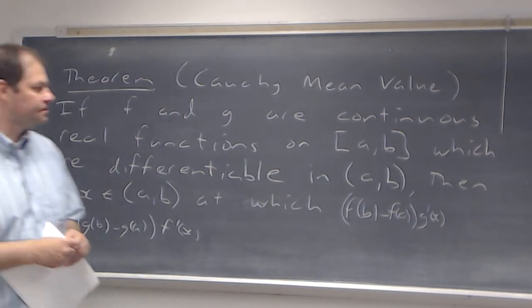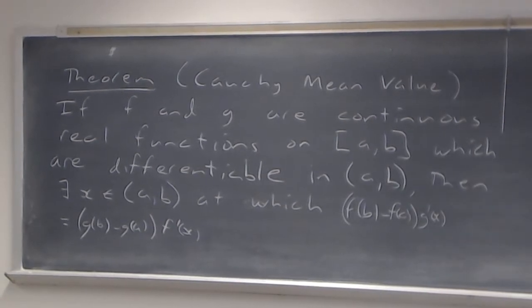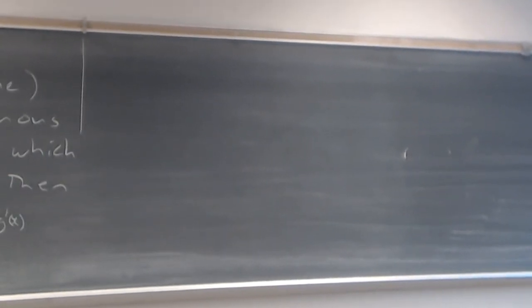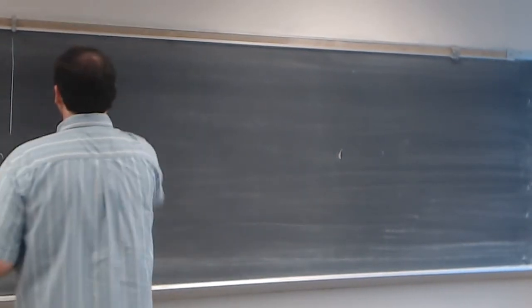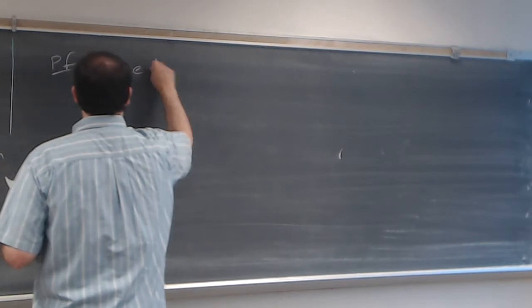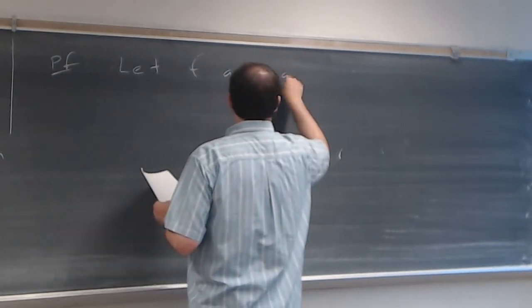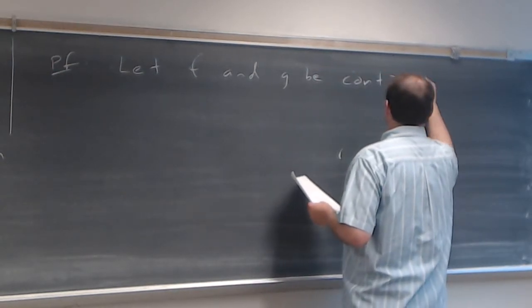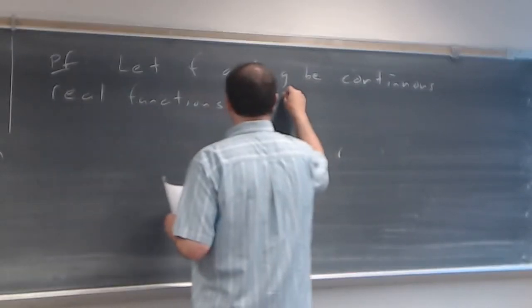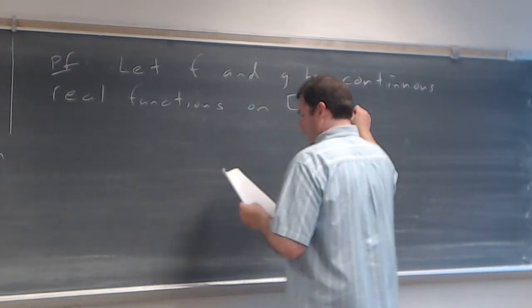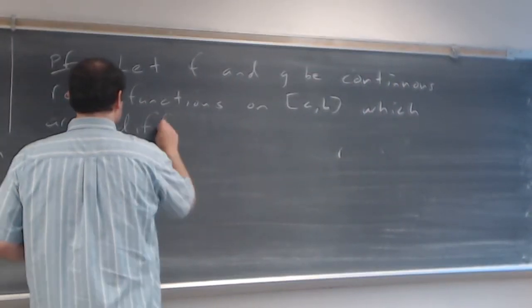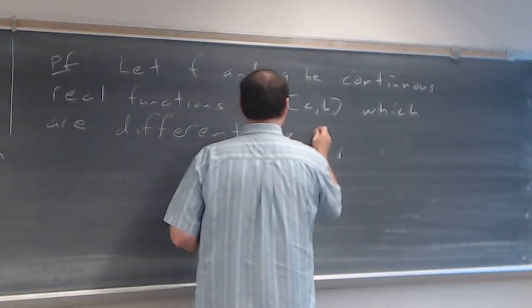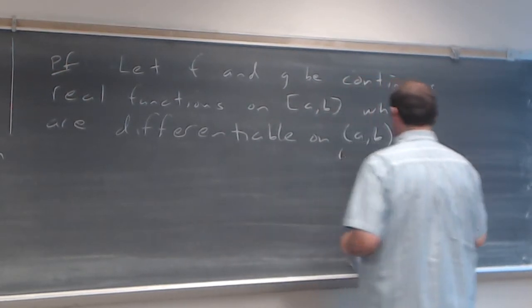So we want to prove this. So we let f and g be continuous real functions, meaning their output values are real numbers, on the closed interval from a to b, which are differentiable on the open interval from a to b.